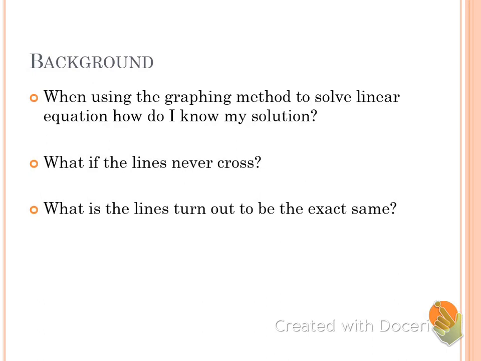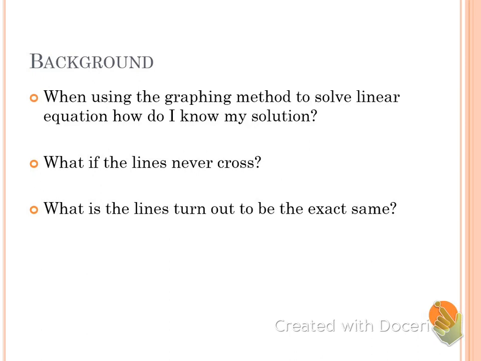So the next question is, what if the lines never cross? If the solution to a system is the point of intersection, what happens if the lines never cross? Well, what kind of lines have we learned about that never actually cross each other? Parallel lines. Very good. So if our lines are parallel and they never cross, what's our answer? No solution. No solution. Very good.